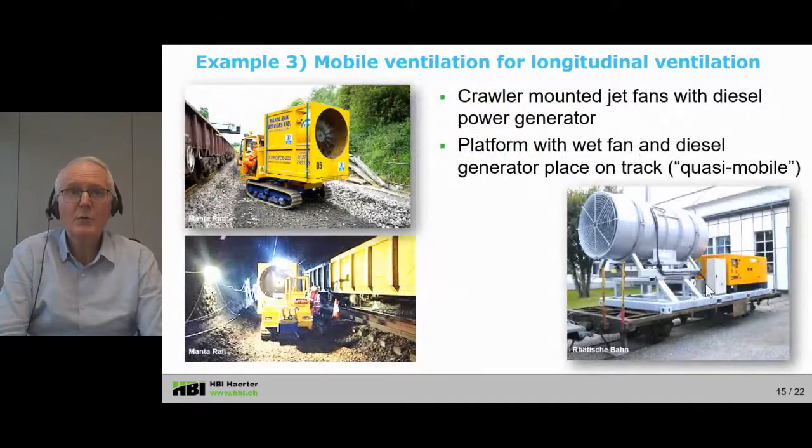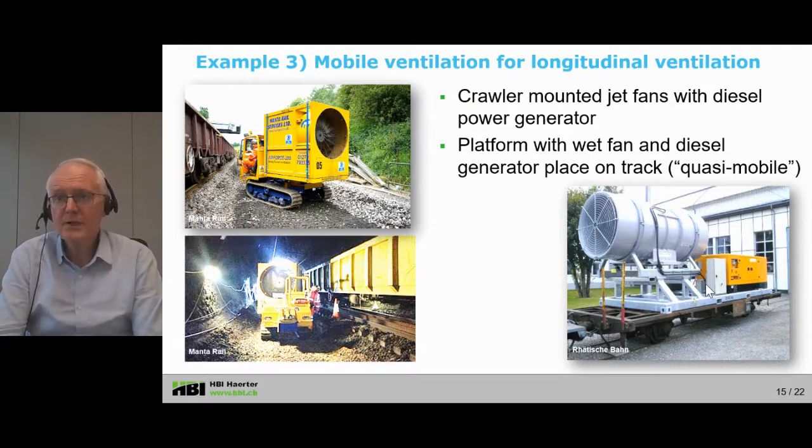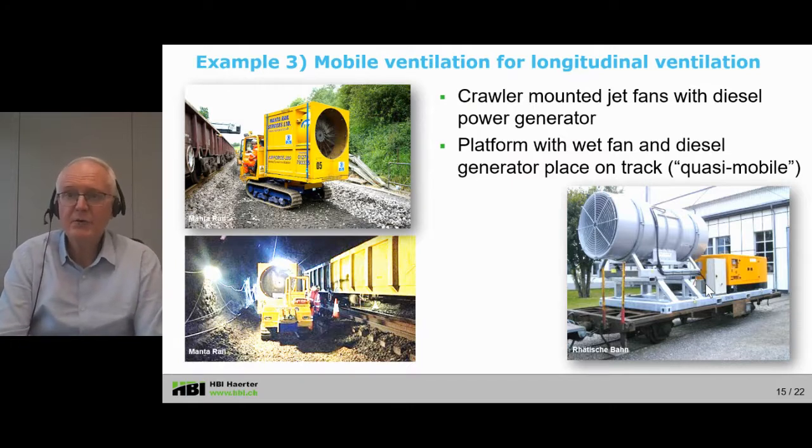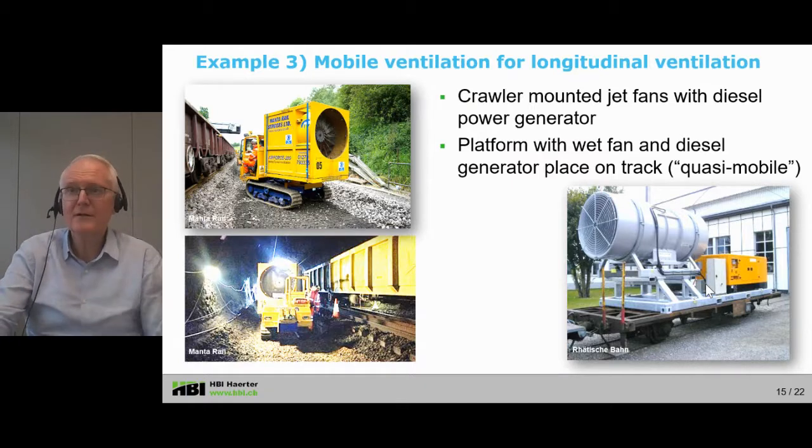Other examples of mobile ventilation are shown here. To go with such a vehicle or to go with a fan, there are crawler mountain jet fans now developed with diesel power generator. These are examples from North America. Or another concept would be to place the fan plus diesel generator on a platform, and this is then placed by a crane onto the work track or work track area. So this is a quasi-mobile ventilation then.